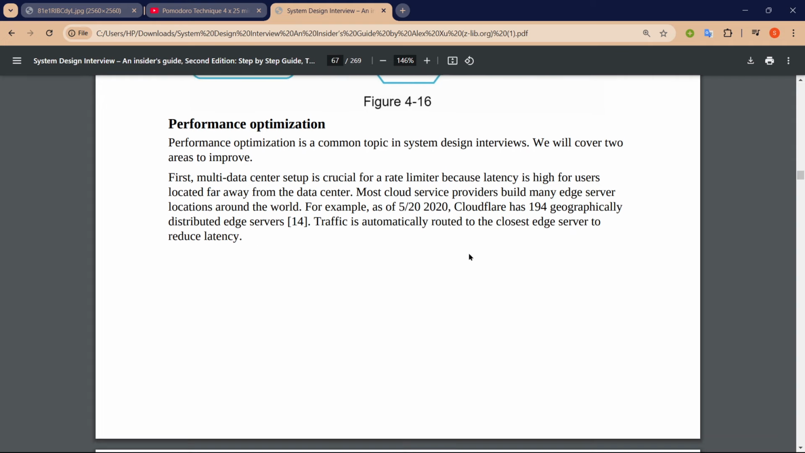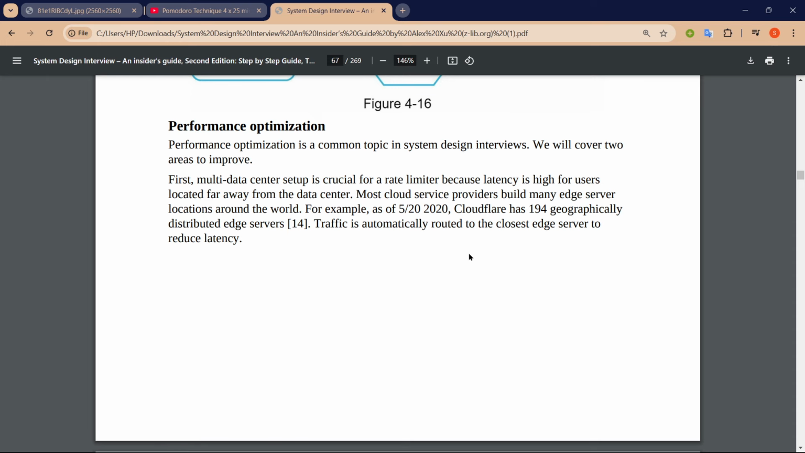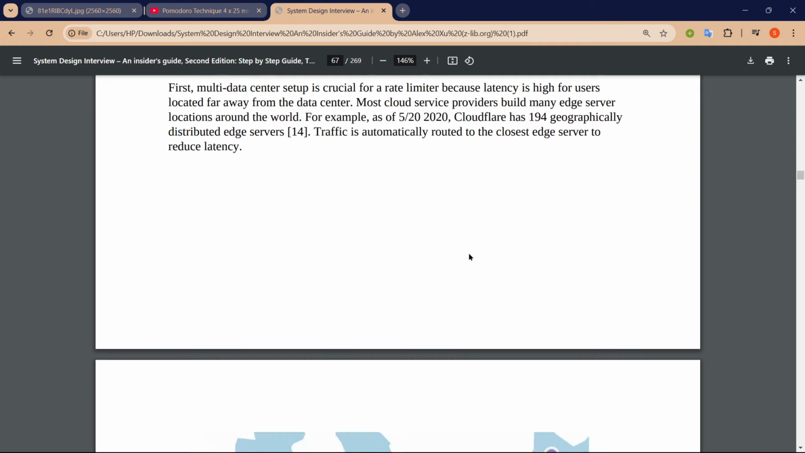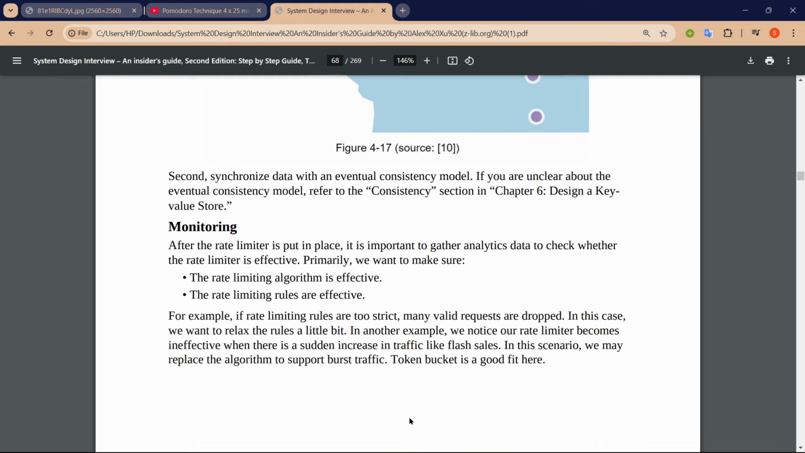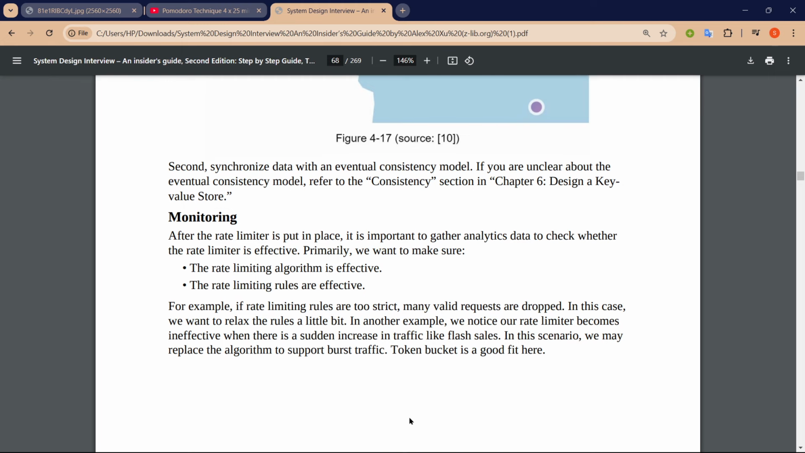Performance optimization is a common topic in system design. We will cover two areas to improve. First, multi-data center setup is crucial for a rate limiter because latency is high for users located far away from the data center. Most cloud service providers build many edge server locations around the world. Second, synchronize data with an eventual consistency model.